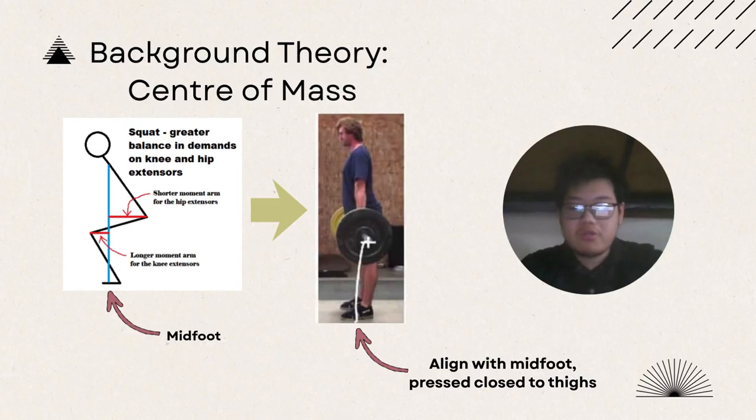The third background theory is center of mass, referring to something like the main point of an object. When the barbell is lifted, the center of mass shifts to the barbell, so it is important to keep the barbell parallel with the lifter's midfoot. Since it is closer to the body, it can reduce the moment of the barbell, making the lifting action more energy efficient.